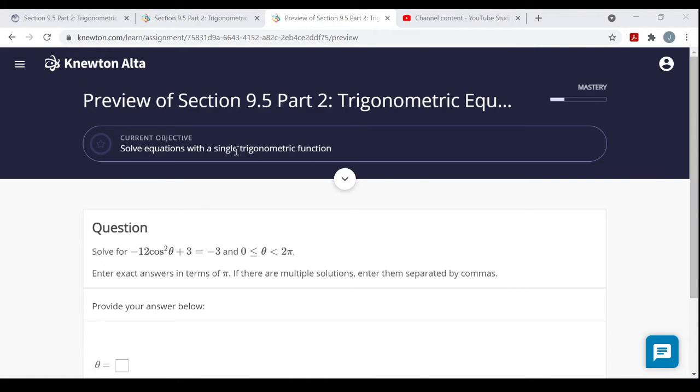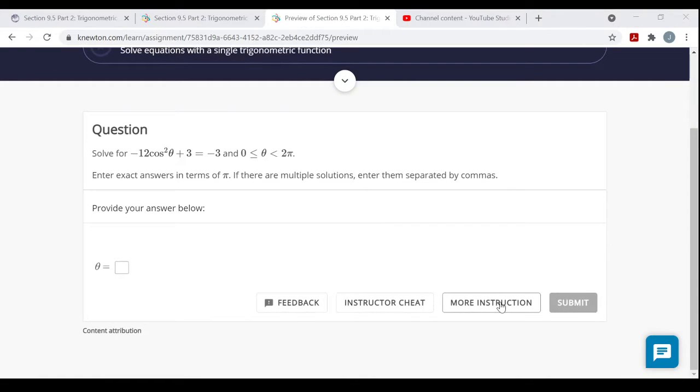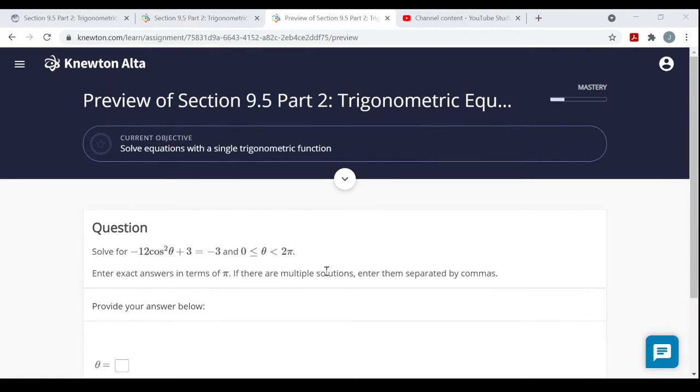So here, again, if you want to see more about this objective, click on More Instruction. Look at their videos, their notes, their examples. Hopefully those help you. Alright, so we're asked here to solve this equation.